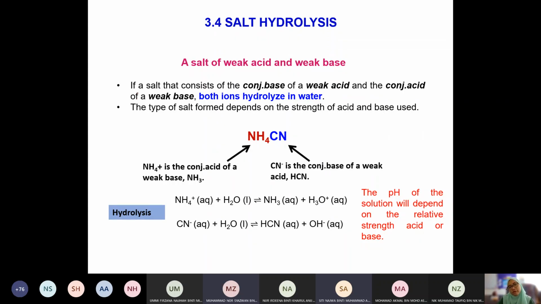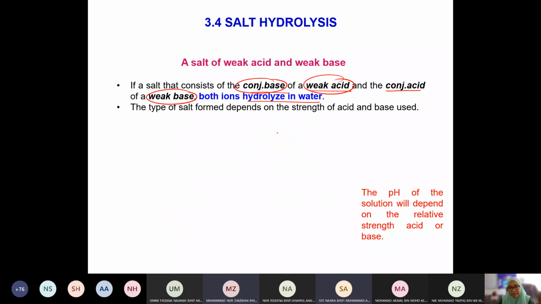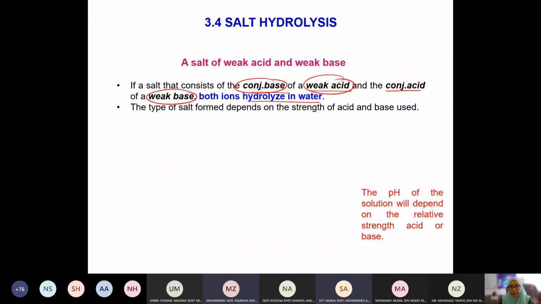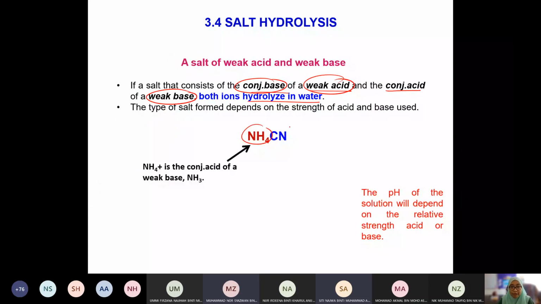So if a salt consists of the conjugate base of a weak acid, it definitely will produce a conjugate base. A conjugate acid is produced from a weak base. So both ions will hydrolyze in water. Did you guys notice the acidic salt and basic salt earlier? The ones that ionized in water come from the weak acid and the weak base. The strong ones earlier will not ionize in water.